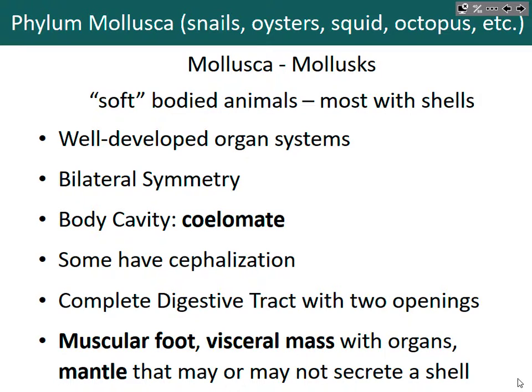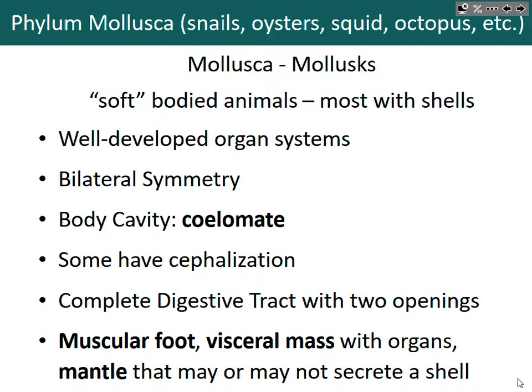Bilateral symmetry, coelomate body plan. Some have cephalization, some don't, depending on the organism. The head is maybe very prominent or might not exist at all. They have a complete digestive tract with 2 openings. So now food is going to pass completely through the tract and undigested material is going to go out the anus, as opposed to having a single opening to a gastrovascular cavity.